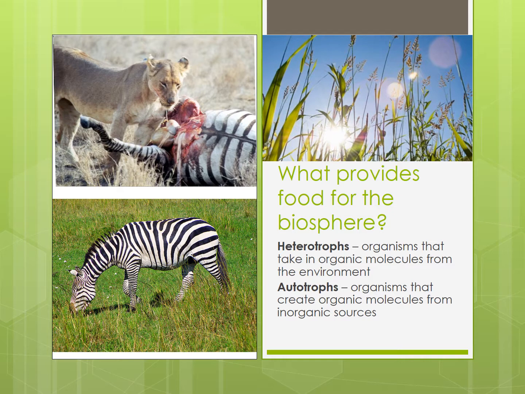Autotrophs, on the other hand, are organisms that can create their own organic molecules from inorganic sources. So, going through this real quick, is this a heterotroph or an autotroph? Heterotroph, because it's eating the zebra. How about these plants growing here? Autotroph, they're making their own food. And then this zebra? Heterotroph. I know, some people get thrown off by the zebra.